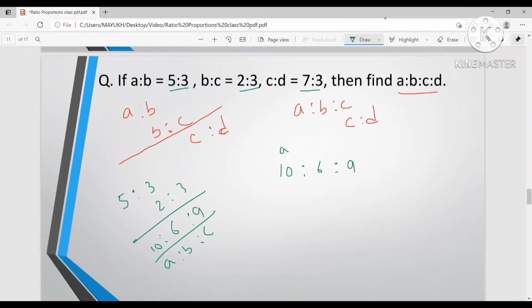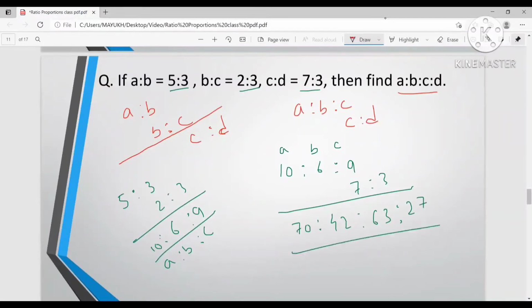A, B, C. Correct. Now we have C is to D as 7 is to 3. Simply multiply it. That is 70. 7 times 6 is 42. 7 times 9 is 63, and 9 times 3 is 27. My final answer, that is A is to B is to C is to D, is 70 is to 42 is to 63 is to 27. Okay.